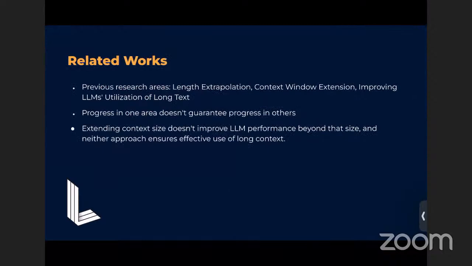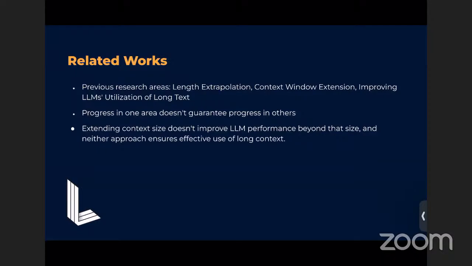Here I'm going to present the works related to this research paper. Researchers have mainly focused on 3 areas, which are making LLMs work with longer texts, called length extrapolation, and context window extension, which is basically trying to allow them to understand more words at once, and also improving LLMs' utilization of long text.